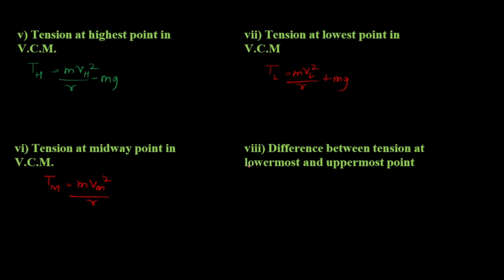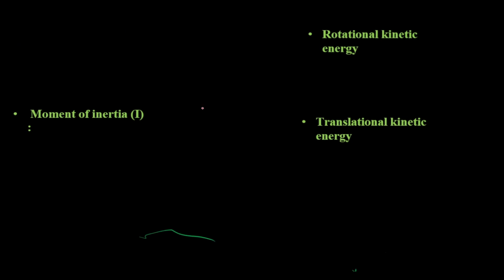Difference between tension at the lowermost and uppermost point: T lowermost minus T uppermost is equal to 6 mg. This will be the difference over here. Now we get to know about more things, that is V max. Velocity at maximum is equivalent to root of rg, the upper limit on the speed.